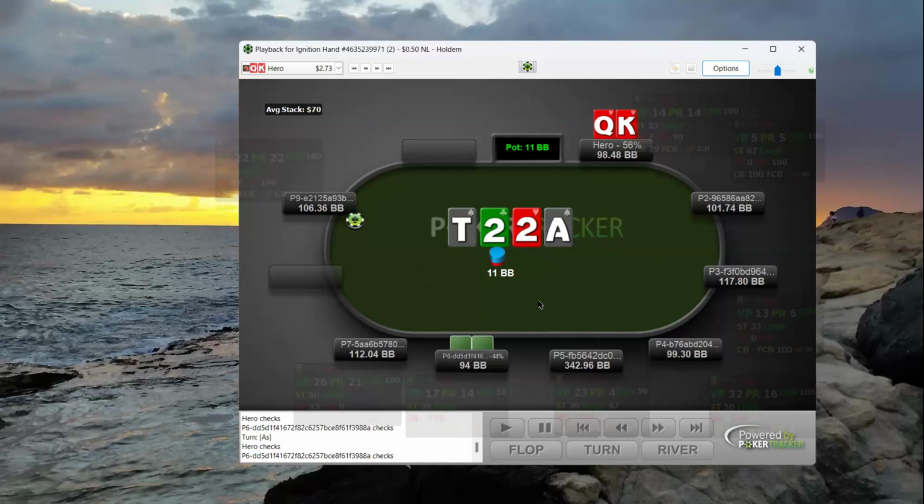Okay, good. So that's kind of what I was looking for from you guys, if this was justifiable, in that my hand's still actually pretty decent, right? Compared to what somebody's limp-calling with, I've got showdown value basically, right? Yeah, in a small pot, you have showdown value.